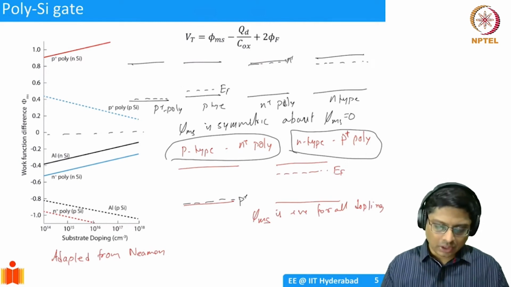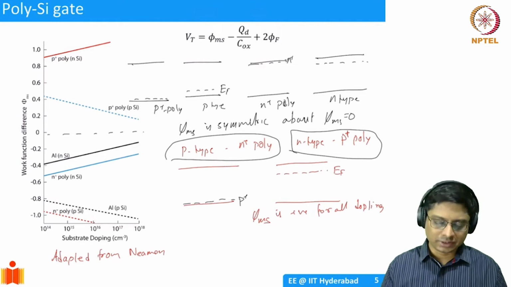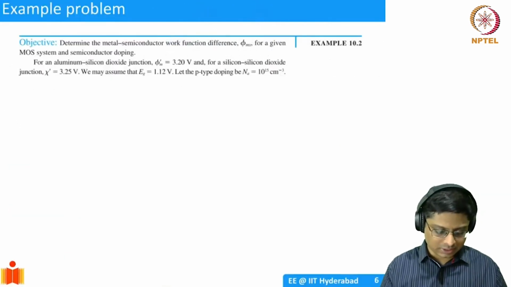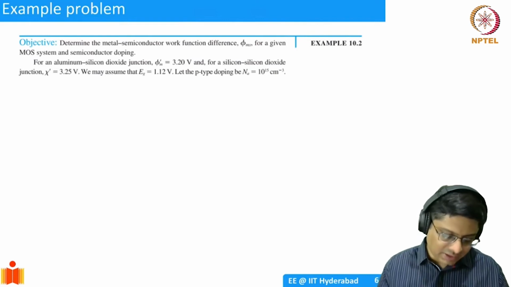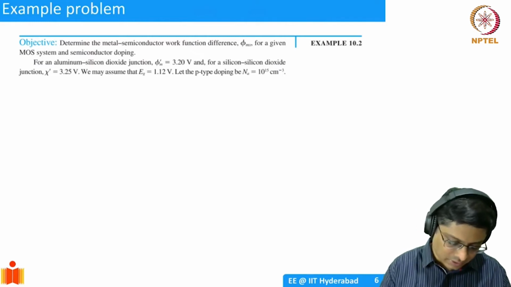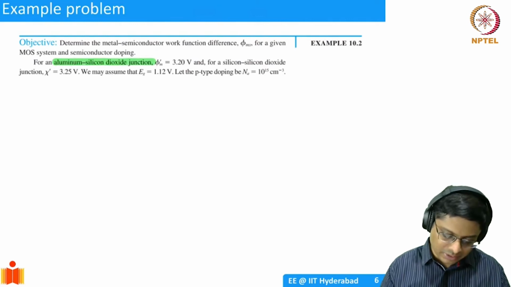All right, so this is the theory part of it. Let's try to solve one problem. The problem given to you is to determine the metal semiconductor work function difference phi ms for a given MOS system and semiconductor doping. The aluminum silicon dioxide junction is given to you, with a phi m, and this is S, and you are asked to calculate phi ms.